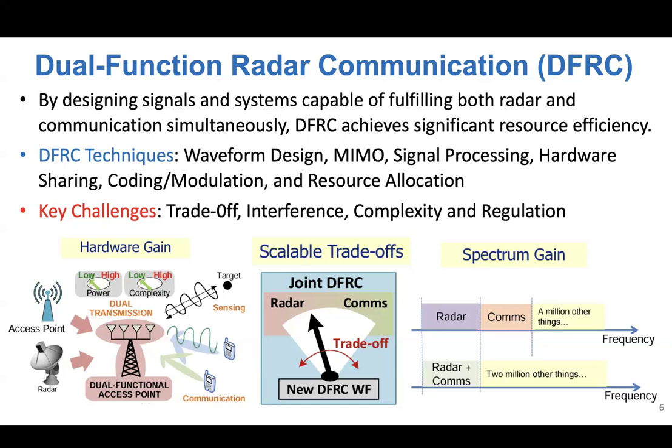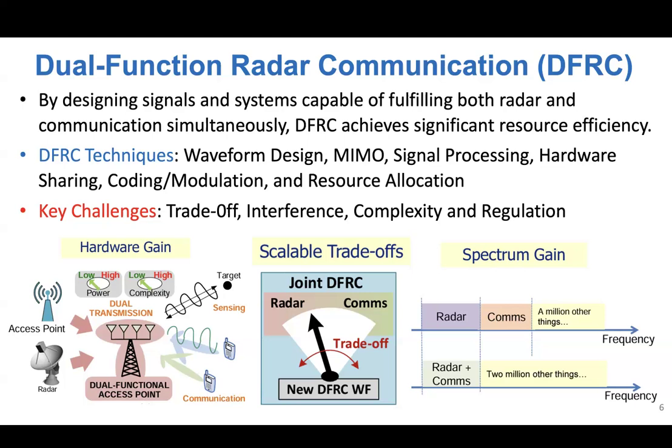And the DFRC is a joint design of waveform, MIMO, signal, hardware, coding, modulation, and resource allocation. Typically they have the hardware gain. Basically, they can use the same spectrum and the same hardware to do both functions, but there is a trade-off, and they can scale the trade-off. So they want to design an efficient DFRC so that they can pay attention to radar more or to communication more.